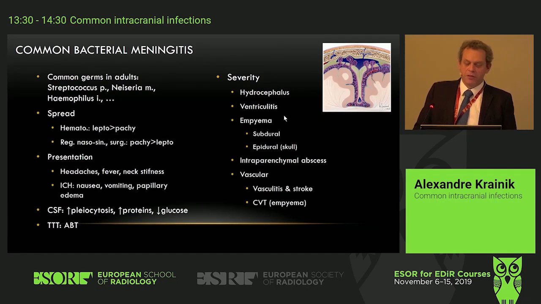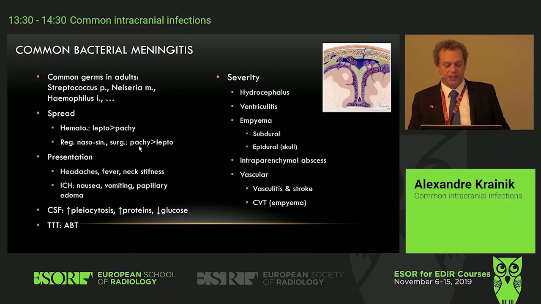Then, what about the common bacterial meningitis? Actually, most common germs involved in meningitis are Streptococcus, Neisseria, and Haemophilus. Sometimes it can be other germs like Staphylococcus or even coli or whatever. Usually the spread is hematogenous, but sometimes it's regional through a nasosinusal infection or through surgery. And usually at that time, you'd rather have pachymeningitis rather than a leptomeningitis.